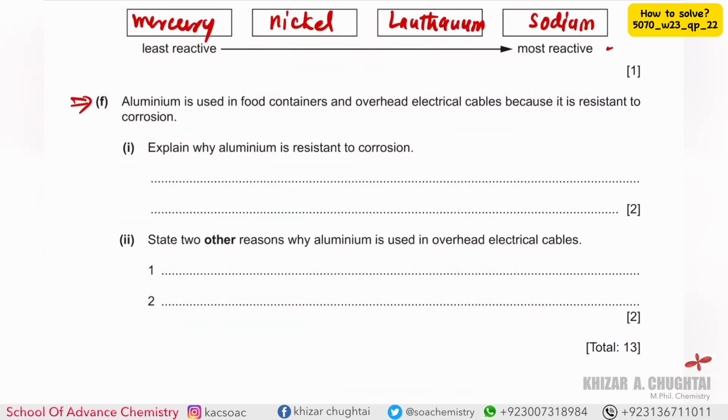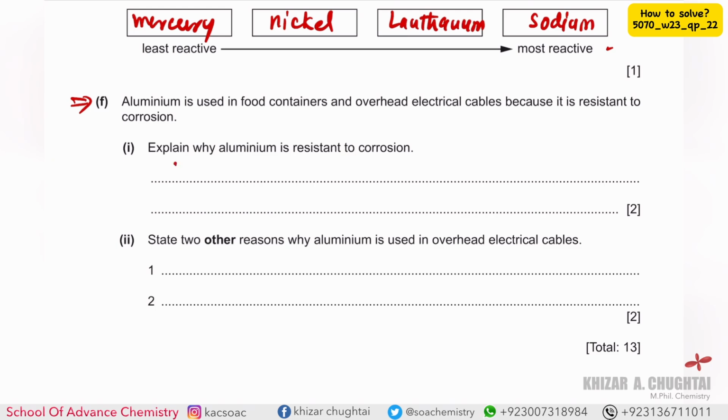Aluminum is used in food containers and overhead electrical cables because it is resistant to corrosion. Explain why aluminum is resistant to corrosion. The typical answer is that aluminum reacts with oxygen to form an oxide coating, and this coating is inert. It stops the reaction of the metal with oxygen.